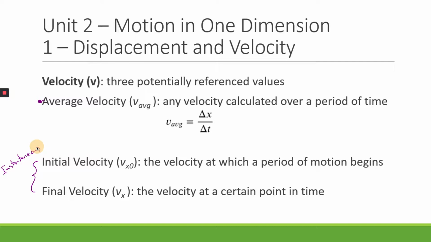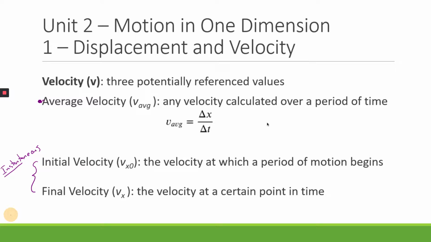That sounds just like the word spells out. Instantaneous means at this instant. So sometimes we want to know the instantaneous velocity of that car. So you would want to find some initial velocity or some final velocity.